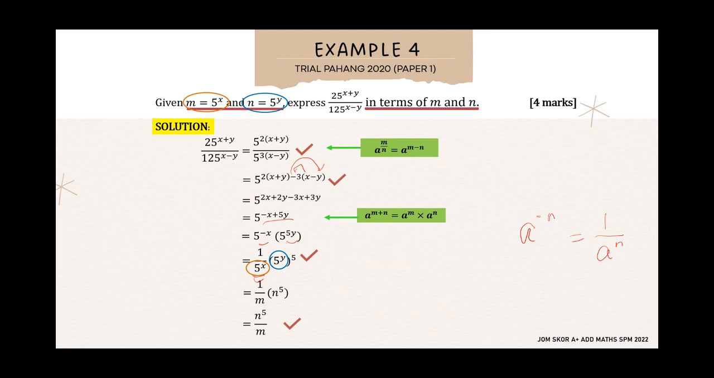Okay, senang kan insyaAllah. Seterusnya, example number 5. Trial Sarawak set 3, tahun lepas. Solve the equation 2 to the power of x plus 1 is equal to 33 square root of 2 to the power of x minus 6. Kalau nak apa? Solve. Bila dia kata solve, we are looking for the value of x.